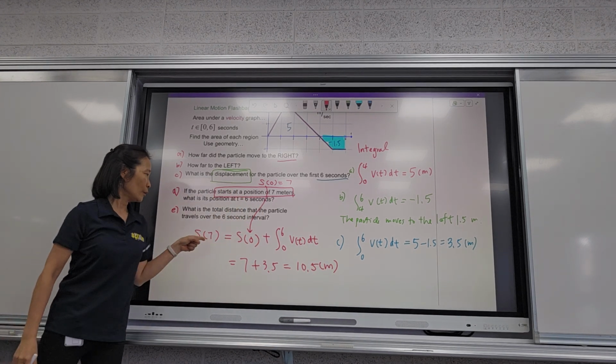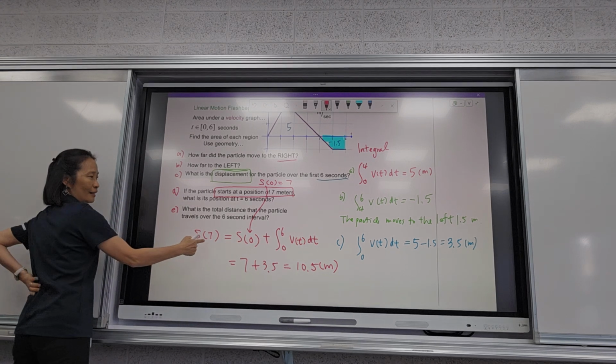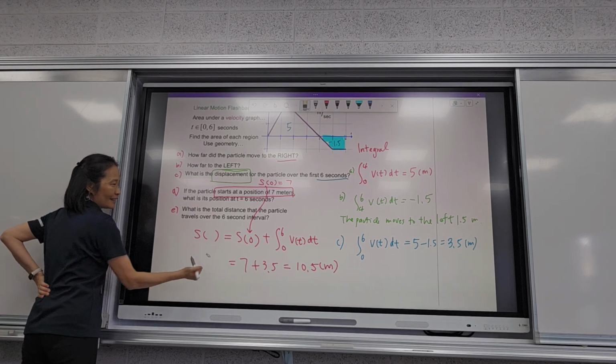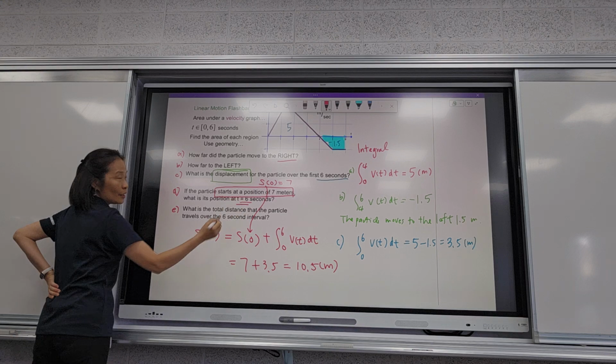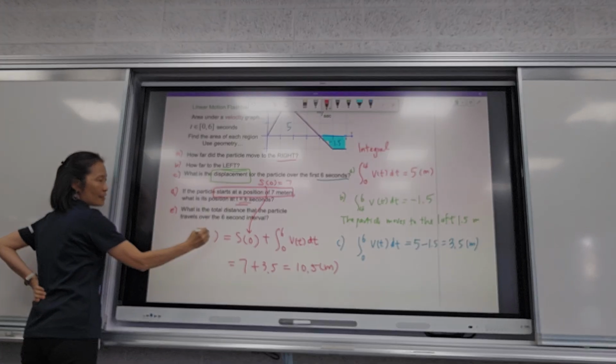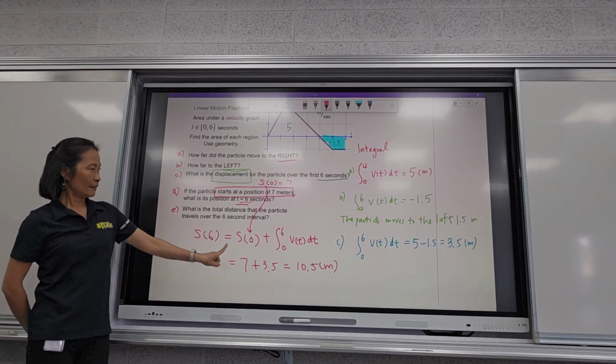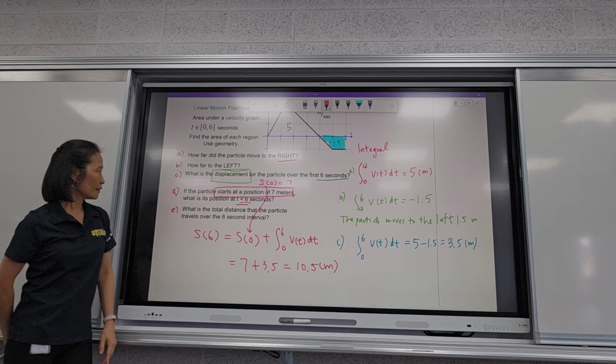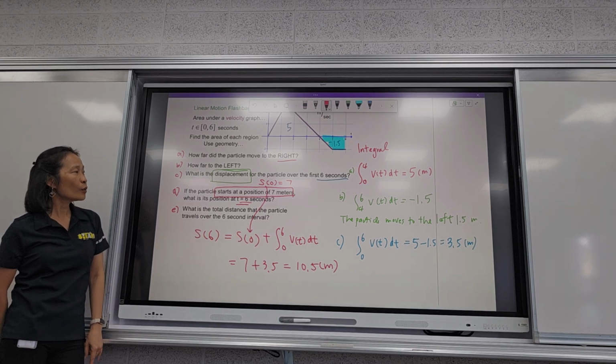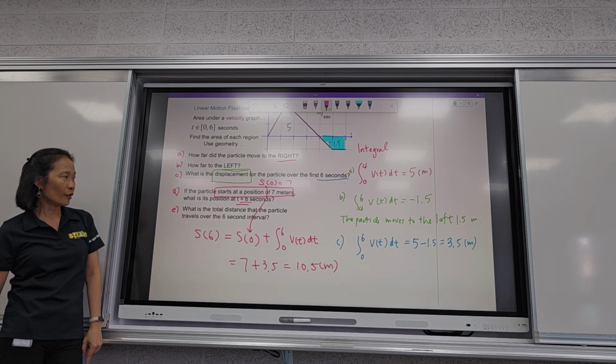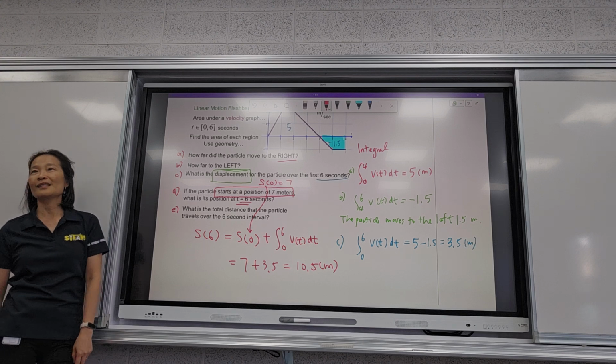The position at t equal to... I wrote this wrong, sorry, I misread it. It's t equal to 6, right? This should be S of 6 equals S of 0 plus the integral from 0 to 6. Okay, E.